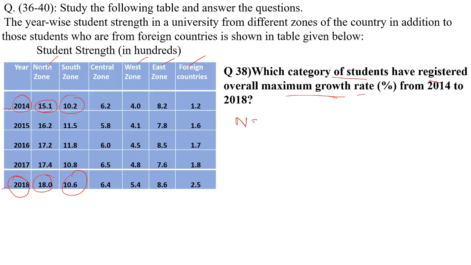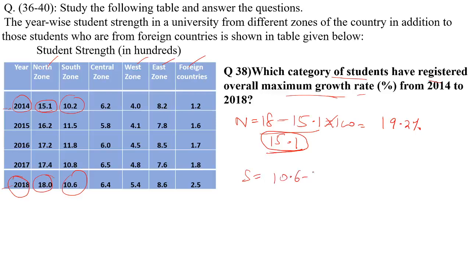First of north, you will see 18 minus 15.1 upon, in the denominator you always write the previous value, not the present value. Like of 2018 you will not write, you will write the previous one. So do remember it, okay? So the value into 100 comes out to be 19.2%.